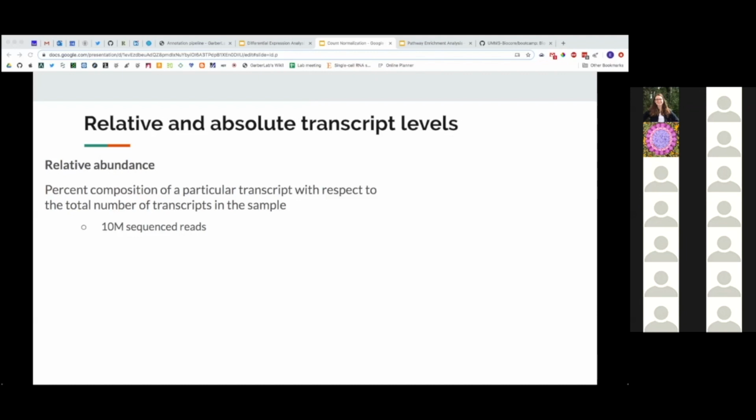And let's put it into an example. So we have, for example, 10 million sequence reads in a given sample. And out of those reads, 100,000 of them mapped to gene A. So that would mean that 100,000 over 10 million, 1% of the reads come from gene A, and that is the relative abundance of gene A.